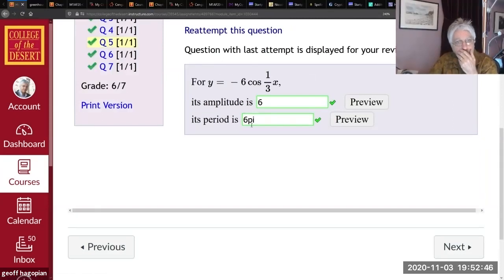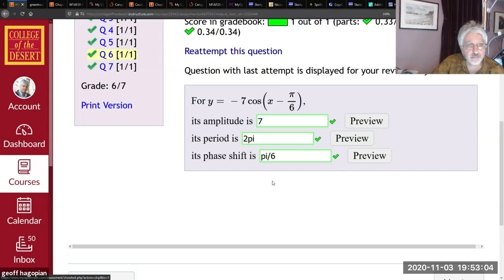And amplitude is 6. That's this multiplier here. Never mind the negative, right? And 2 pi divided by 1/3. Well, dividing by 1/3 is equivalent to multiplying by 3, right? So you get 6 pi.